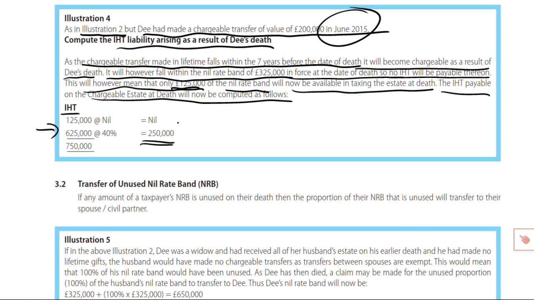Again, you can see this is a cumulative donor-based tax. We have exactly the same chargeable estate at death, 750, but the amount of tax payable on that is a very different number. It's gone up from 170,000 to £250,000 there, simply because we had a lifetime transfer made within the 7 years before death that has therefore used 200 of the 325 nil rate band. Now there, in illustration 4, there was only one lifetime transfer made. Of course, our taxpayer may have been more generous in lifetime and made 2 or more transfers.